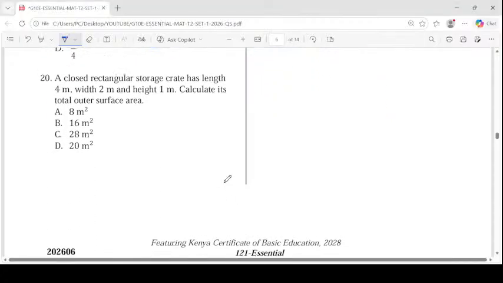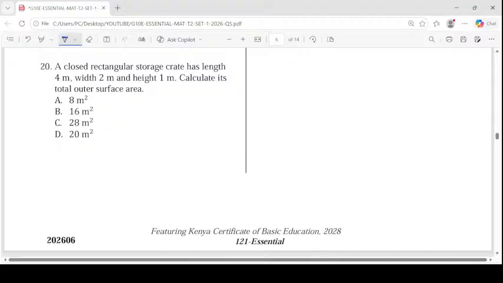Question 20. A closed rectangular storage crate has a length of 4 meters, a width of 2 meters, and a height of 1 meter. Calculate its total surface area. So let us assume this is our crate. The length is 4 meters, the width is 2 meters, and the height is 1 meter.